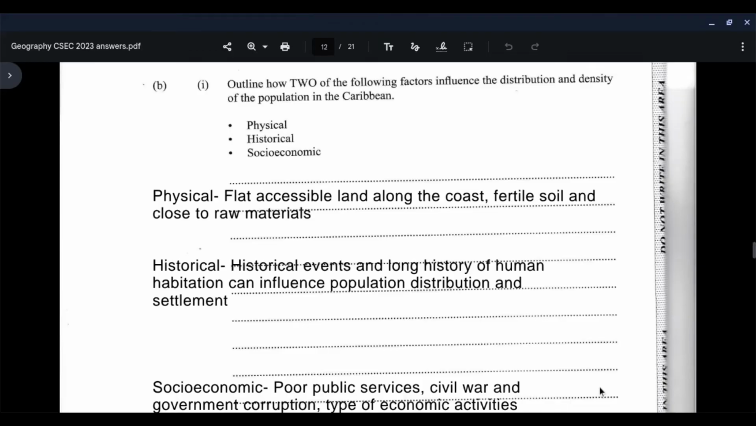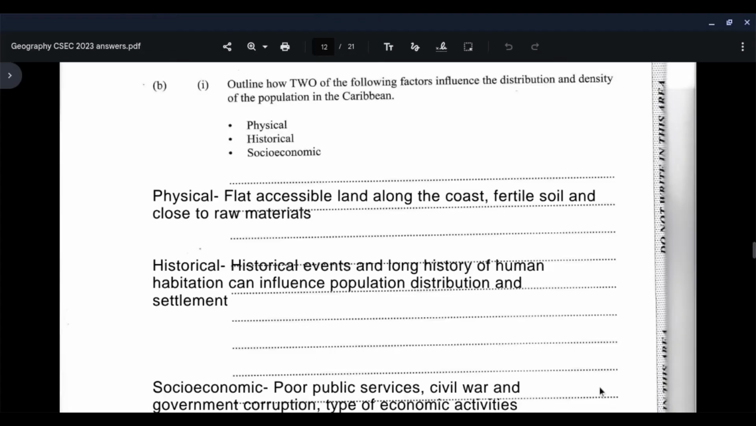Let's talk about socioeconomic. Now, poor public services, including education and healthcare, discourage people from living in an area, leading to a low population density. Things like civil war and persecution can lead to a low population density as people move to escape violence. Governmental corruption can lead to a low population density. When we talk about socioeconomic factors, it includes cultural characteristics, types of economic activities, technology use, and social organization.